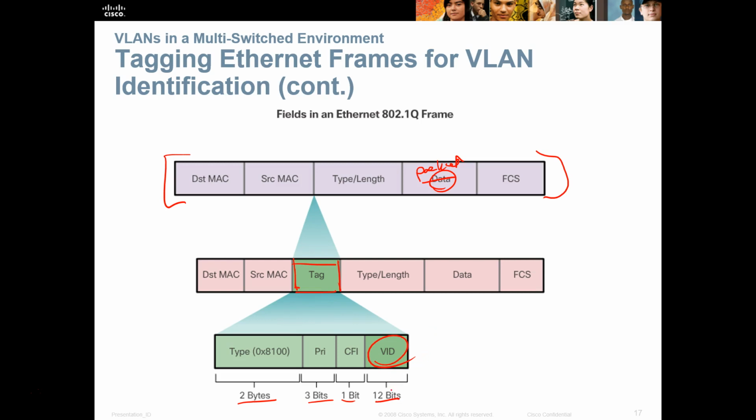Okay, so that's 12 binary bits and all the different combinations that you might have. 1, 2, 3, 4, 5, 6, 7, 8, 9, 10, 11, 12. So you have 12 bits to change from VLAN 1 to however many combinations you can have with 12 bits.